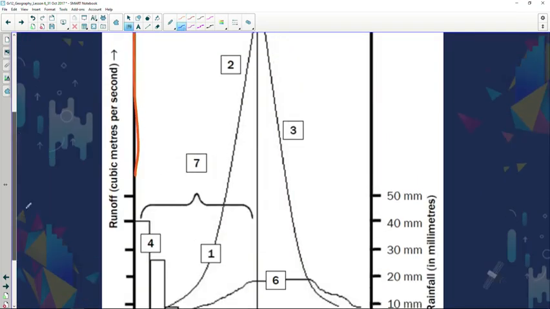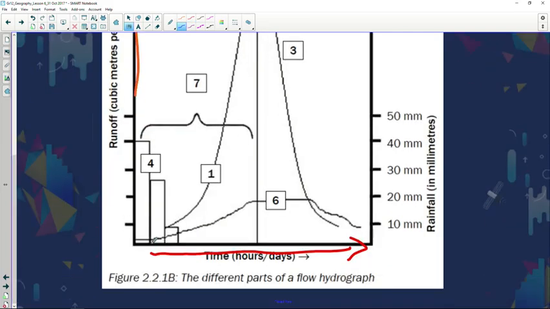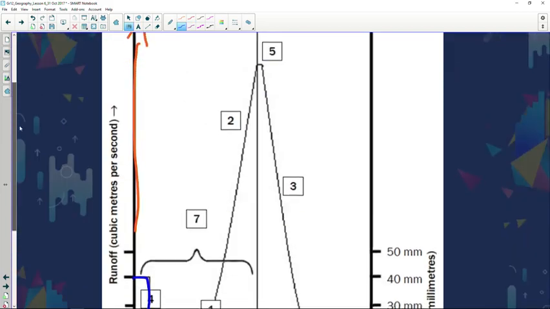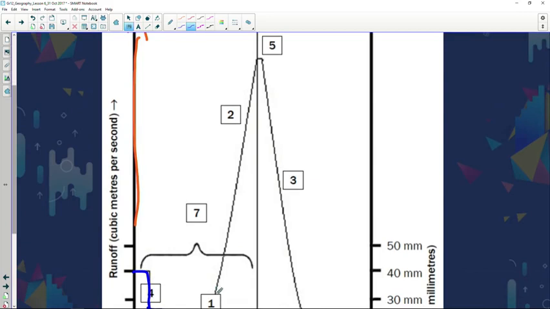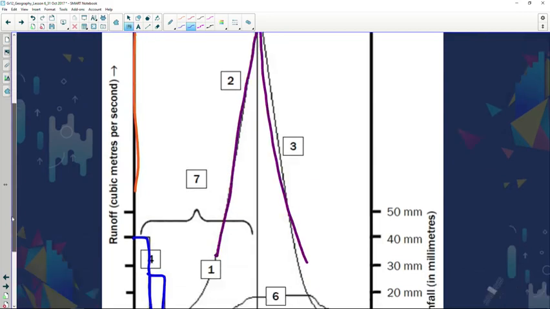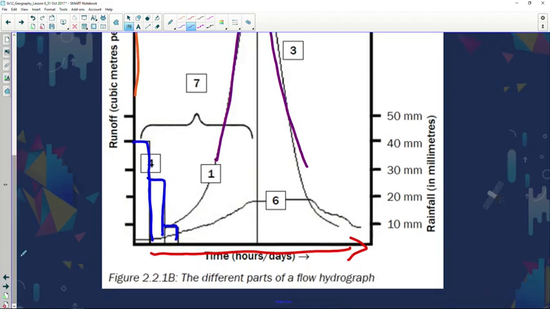As you can see, there's your bar graph showing you the amount of precipitation, and there's your line graph showing you the discharge, how fast the discharge is taking place.